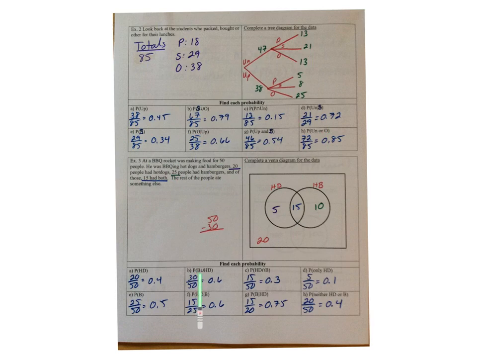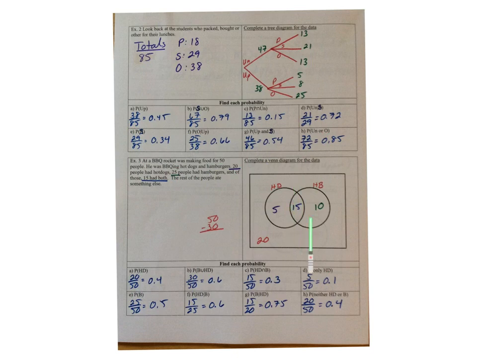This is burger or hot dog. And remember, or in math means one or the other or both. So that's all these people on the inside of the circles. So that would be 30 out of 50. C, hot dog and hamburger. So 15 out of 50. Only hot dog. So that's just those 5 people right there. So 5 out of 50.